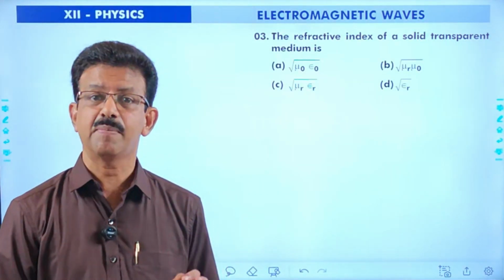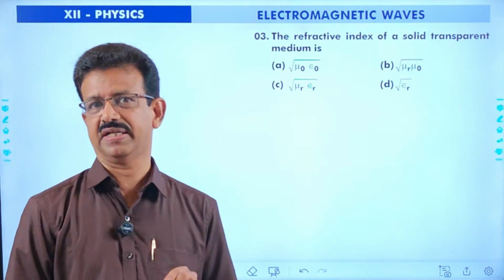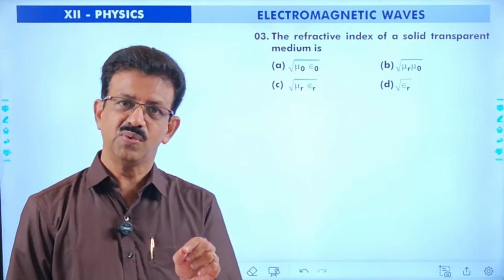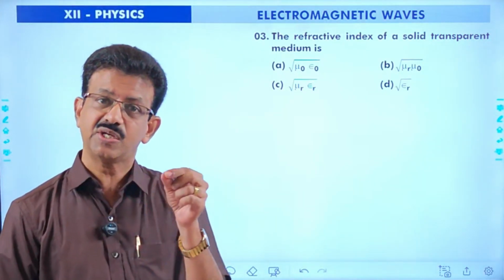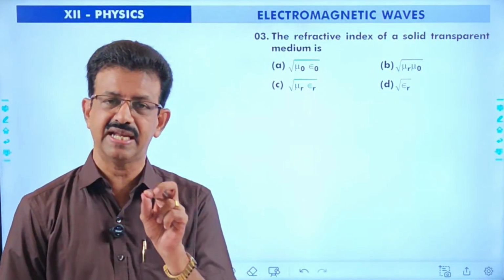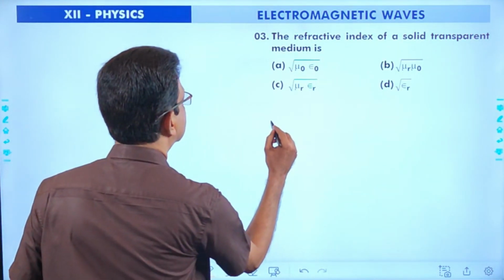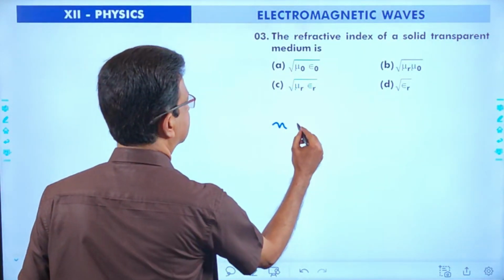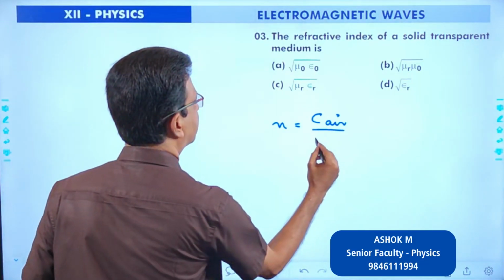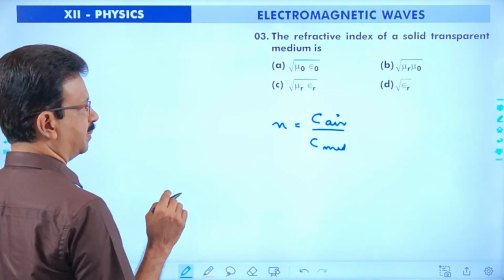The third question is about the term refractive index. The most elementary definition of refractive index is the ratio of the speed of light in air to that in the given medium. Means refractive index n equal to speed of light in air divided by speed of light in the given medium. If n is the refractive index, its basic definition is speed of light in air divided by speed of light in the given medium, which gives the refractive index of the medium with respect to air.